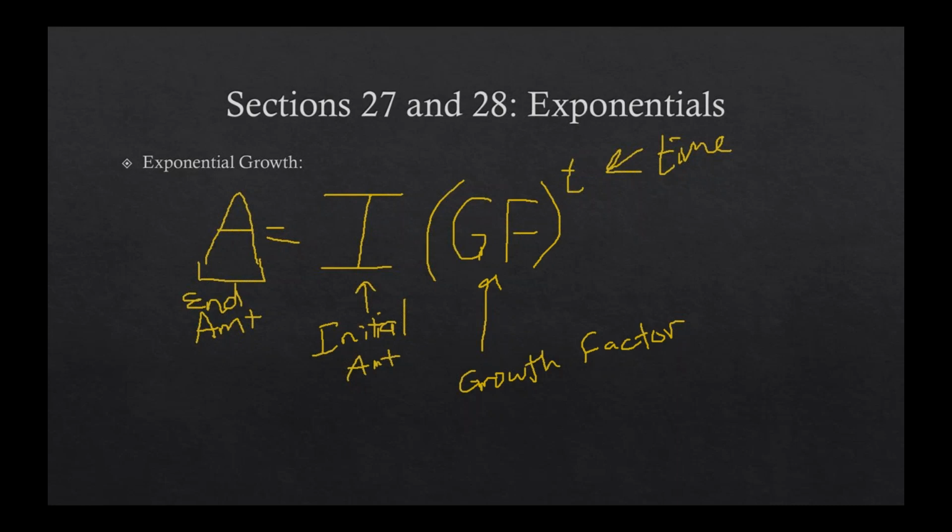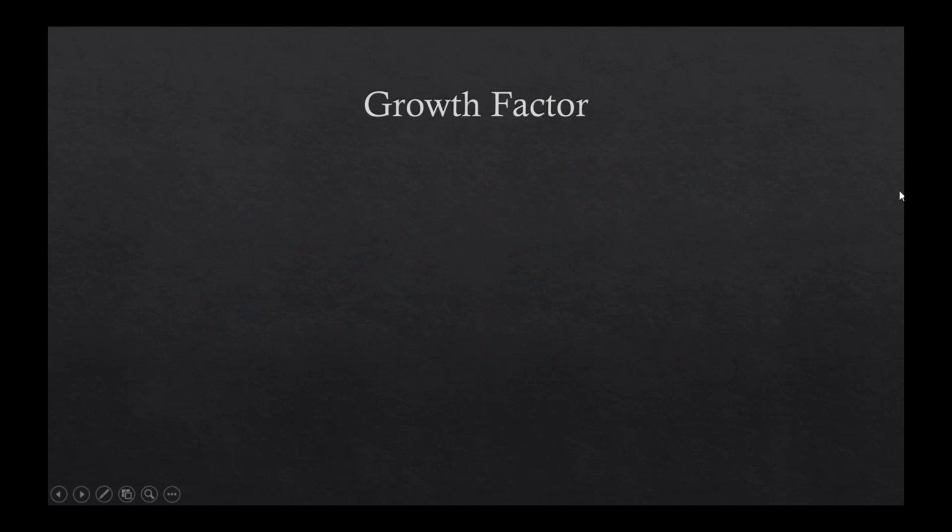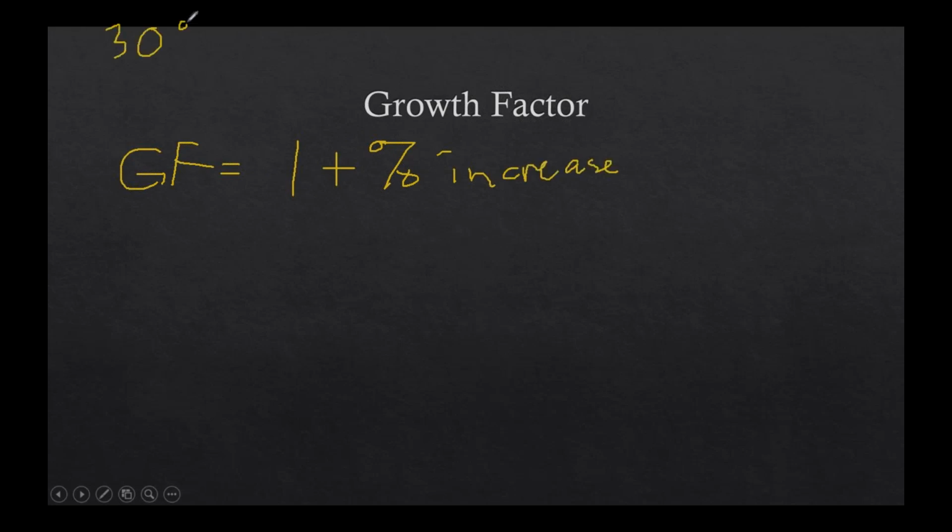Now let's talk about how we find that growth factor. There are 3 ways to do this. Probably the most common, and the one we will use most often, is taking 1 plus the percent increase. So if something is increasing 30% each year, then the growth factor would be 1 plus 0.3, because 30% is 0.3 as a decimal, which would be 1.3. So that would be my growth factor. That's one way to find it.